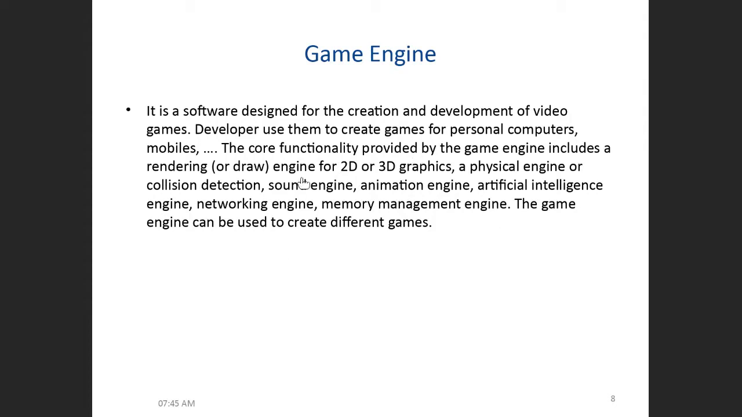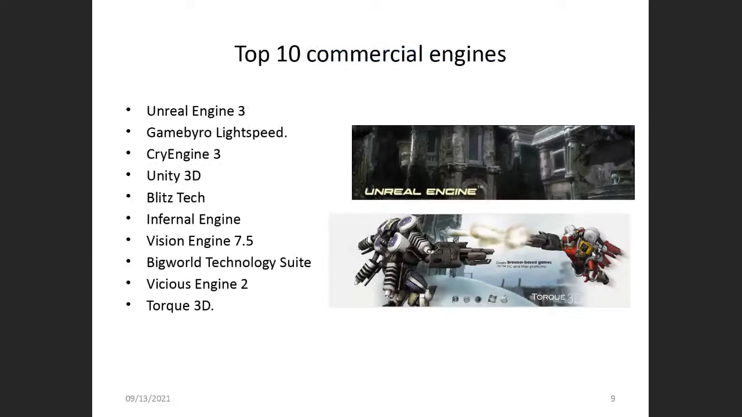This is repeating the same thing. So the game engine can be used to create different games. That is the important thing. Different games, what does it mean? Different games like first person shooter, third person shooter, car racing games, sports games, etc. Some engines are good for some particular types of games. Now there are some game engines. Unreal 3, for example, you can see that is very popular.